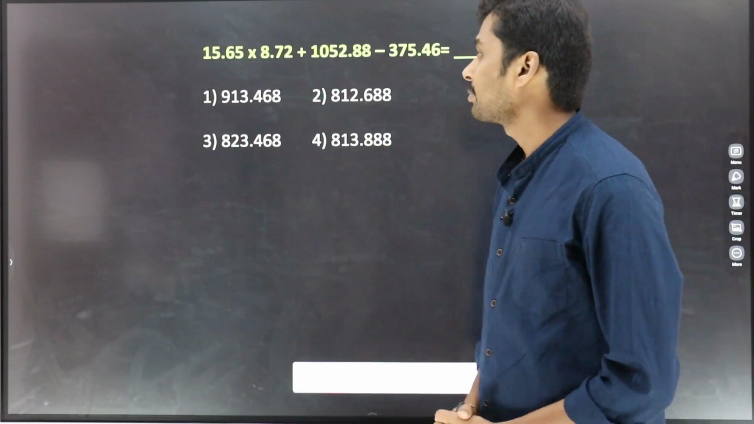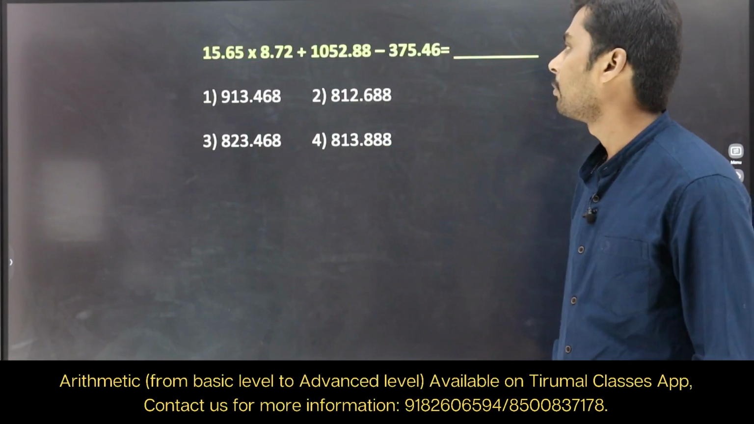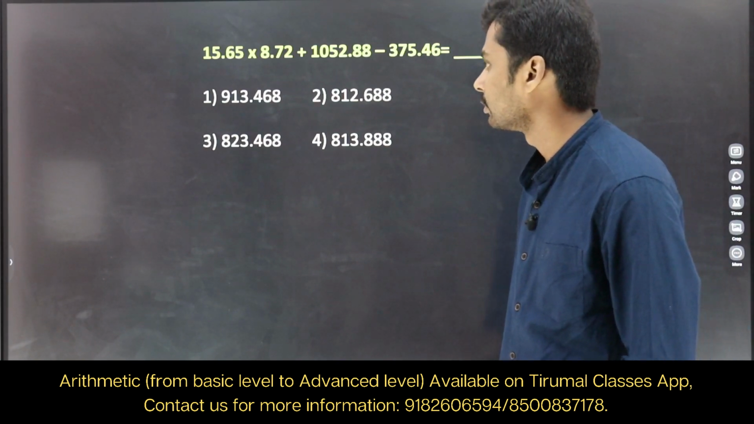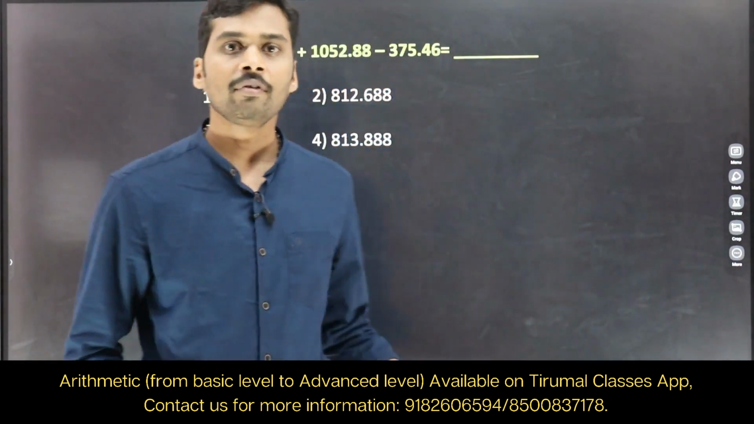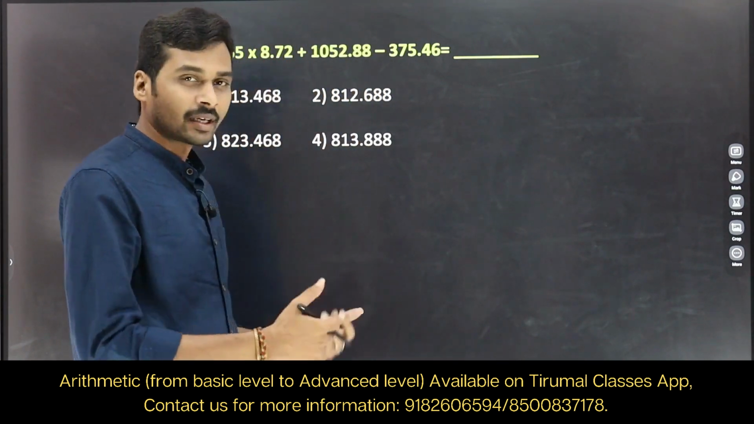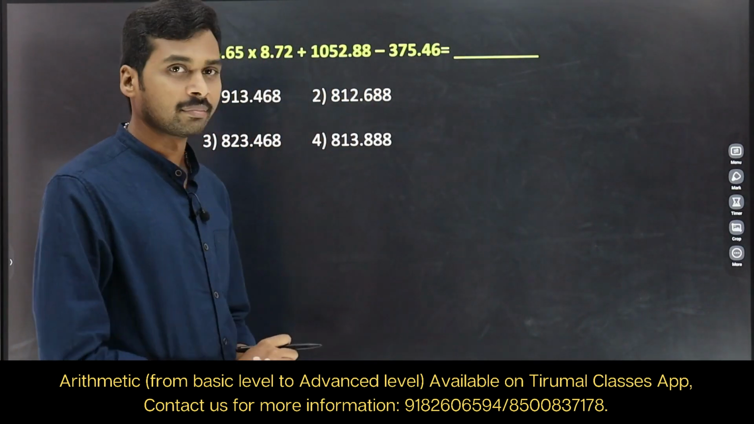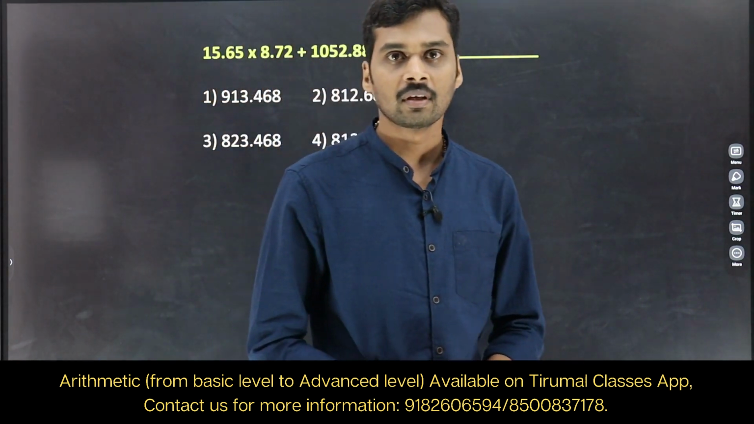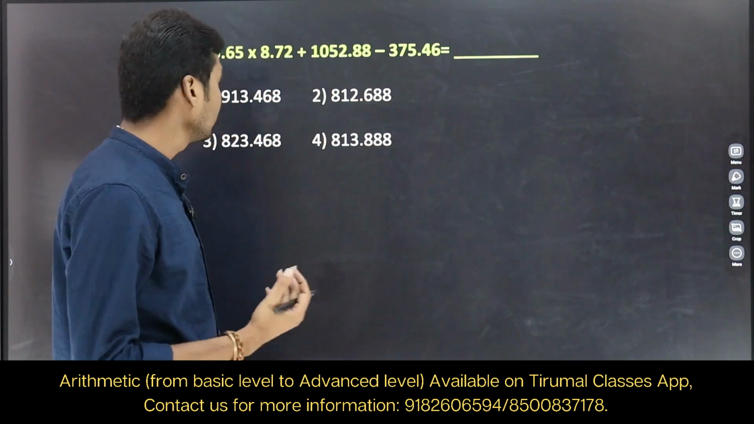Okay guys, let's see the next problem. 15.65 into 8.72 plus 1052.88 minus 375.46. How do we solve this question by using the DS? Normally if you do it by the conventional style, it takes time for this calculation. That's why we go with the DS sum. Now you can see how easy it is.